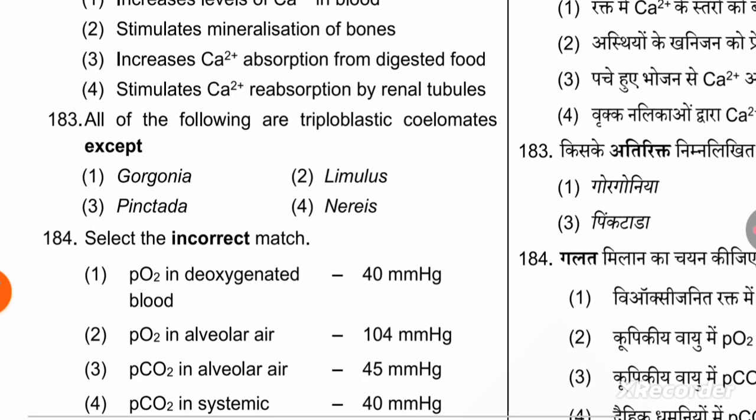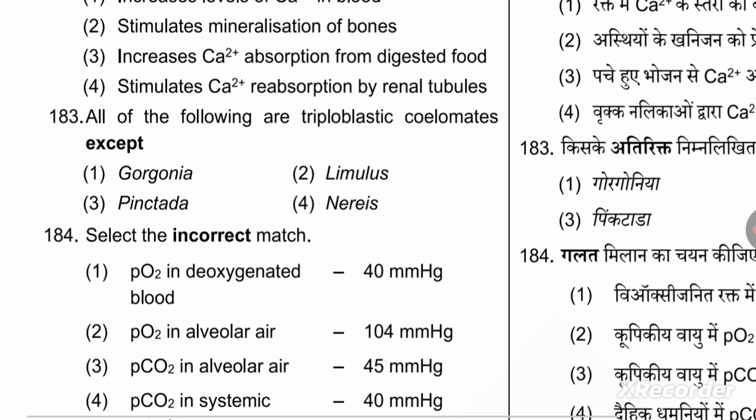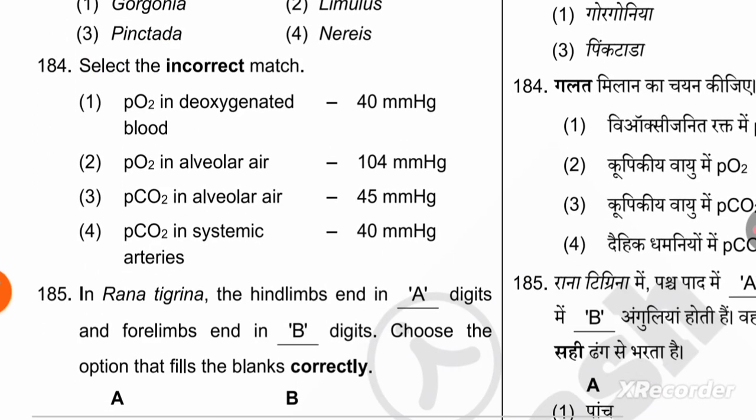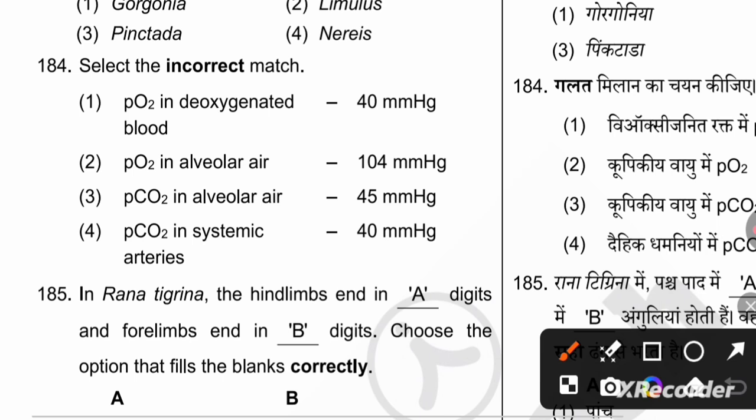183. All of the following are triploblastic coelomates except Gorgonia, because Gorgonia is diploblastic and it is Cnidaria, not coelomate. It is a Cnidarian. Let us go to 184th question. Select the incorrect statement. The incorrect statement is that partial pressure of carbon dioxide in alveolar air is only 45 mmHg. It is the wrong one, because in alveolar air, the partial pressure of carbon dioxide is lesser.